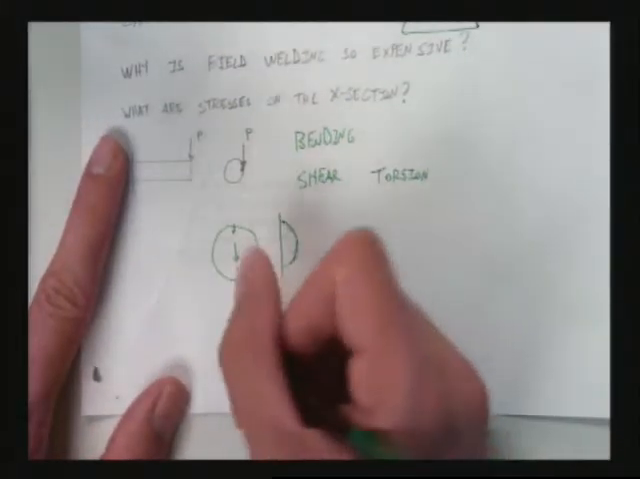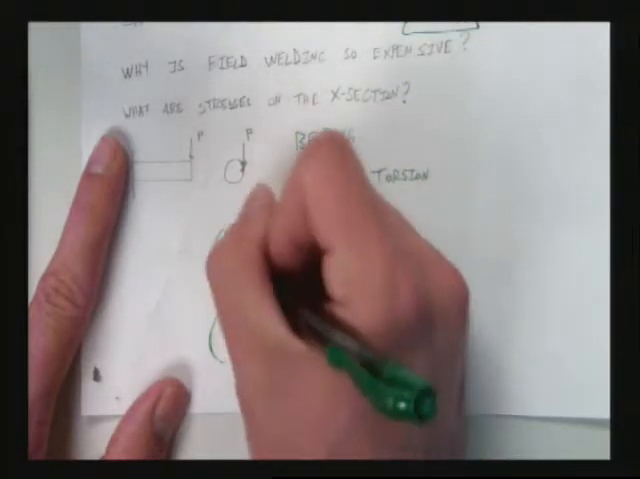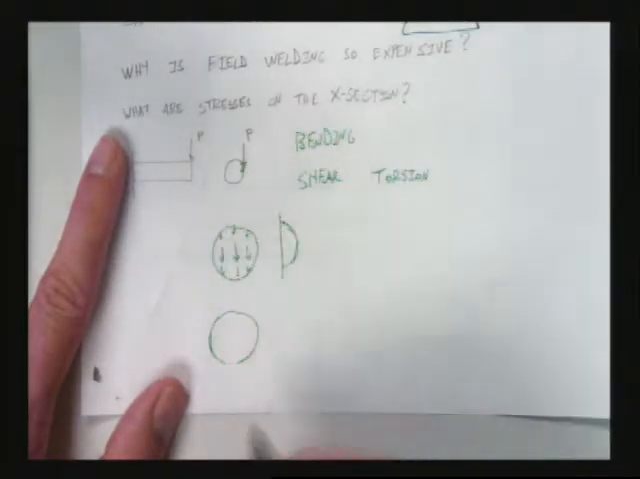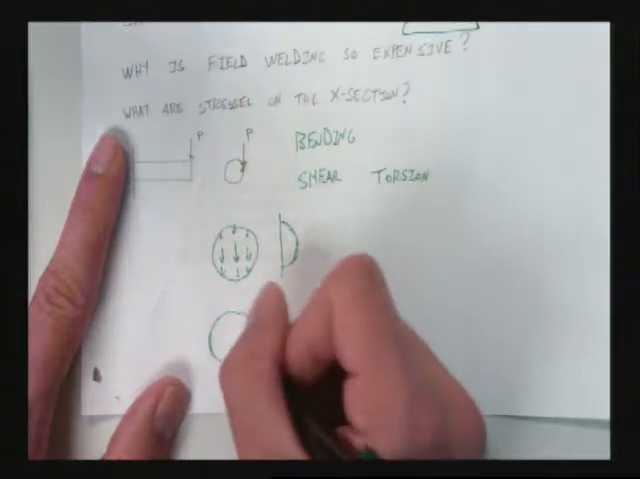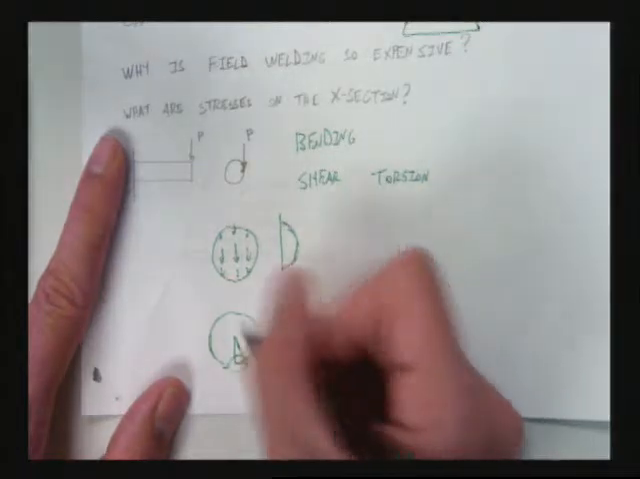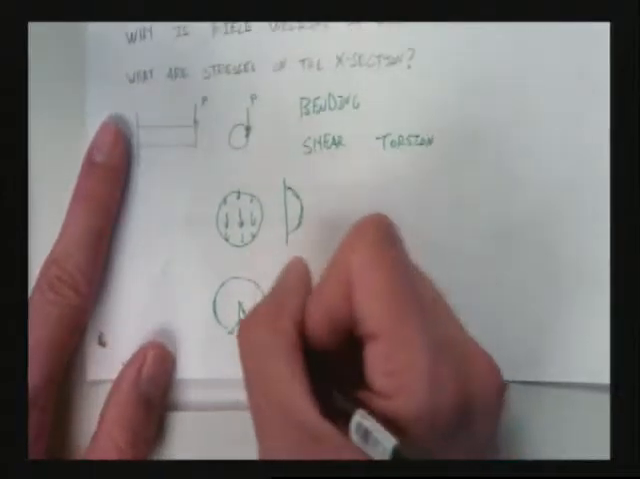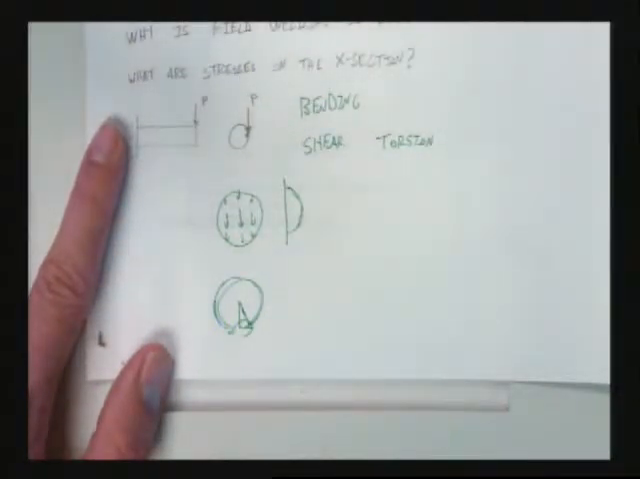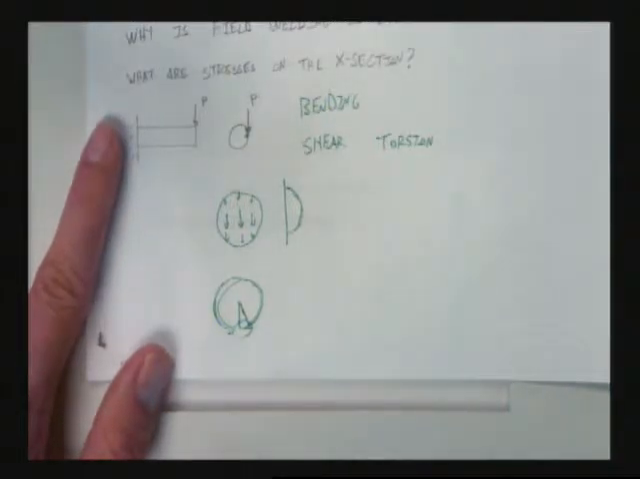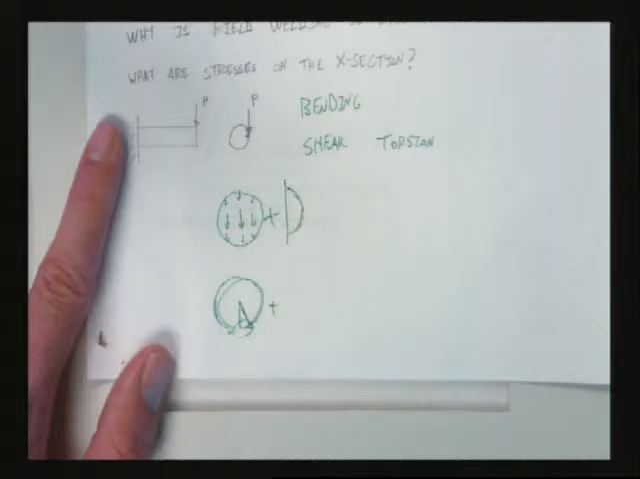And then for torsion, what's it going to look like? Well, it's going to look like this. It's going to be high on the outsides, and it's going to be lower as it goes in towards the center, right? And it's going to be that way all the way around. So if I want to find the combined stress, I have to add the stresses from this plus the stresses from this, right?